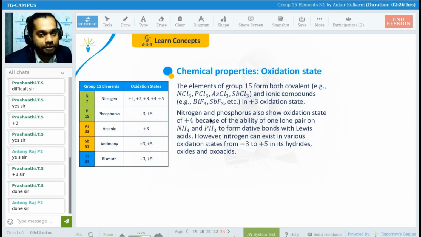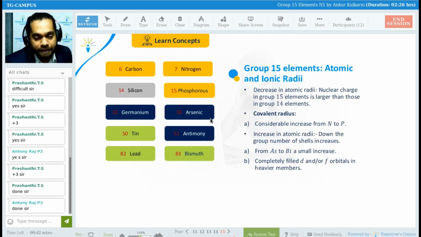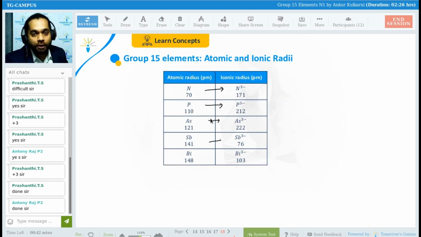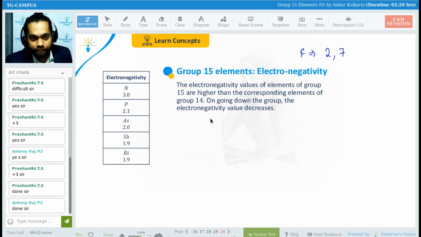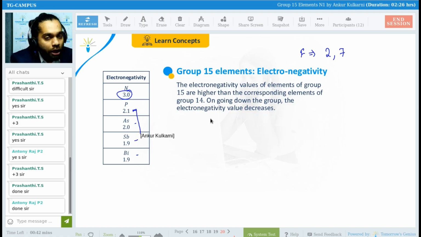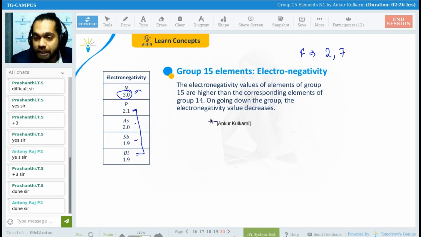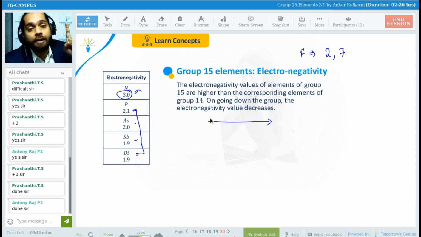Because as you compare, let us go to our comparison. If you compare the electronegativity, everyone, look at it. 3. Okay. And while everyone else is 2, 2, 1.9, 1.9. So all these electronegativities are comparable, but nitrogen is the only one which has an electronegativity of 3. Are you getting it?